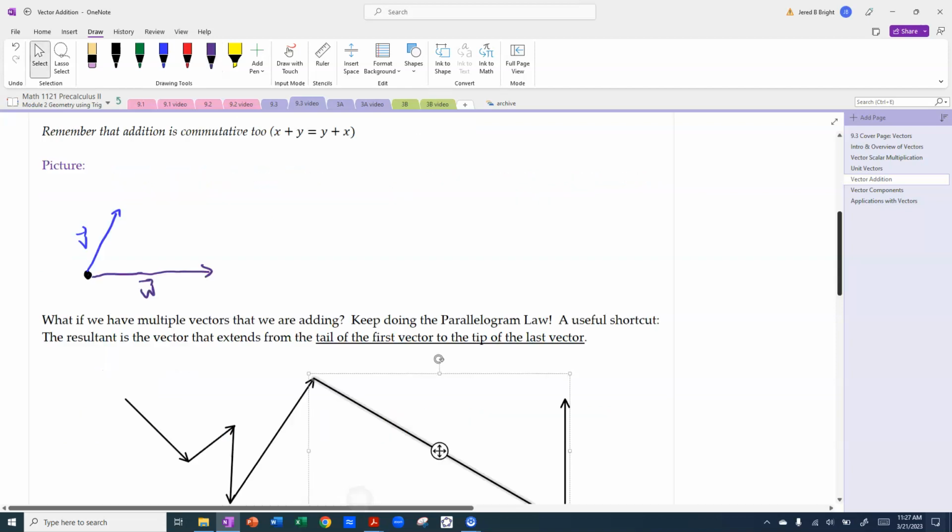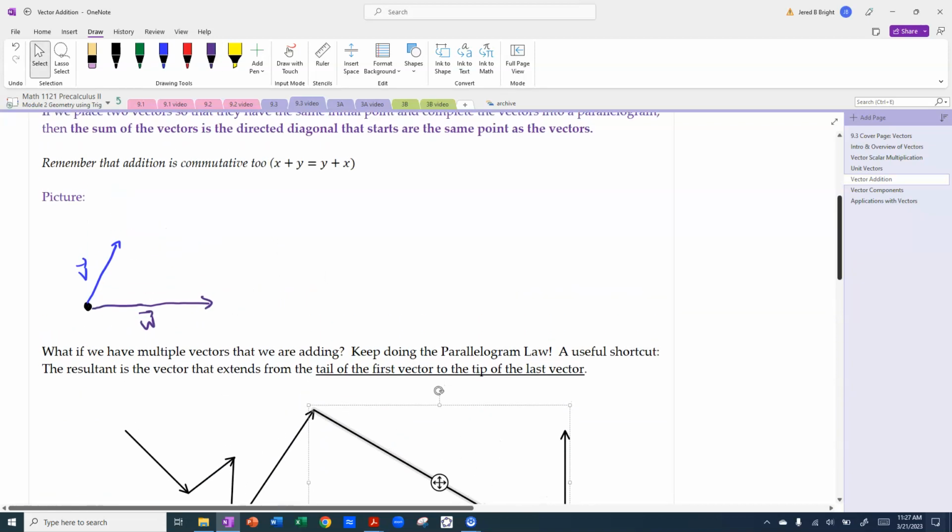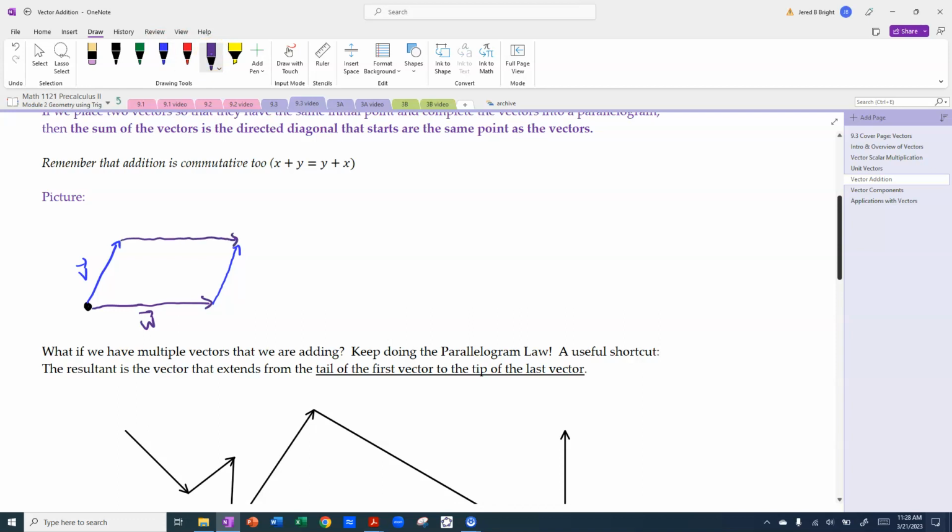Okay, so what that means is a parallelogram has opposite sides that are parallel, right? So I would place a copy of v at the tip of w, and similarly I would place a copy of w at the tip of v. Okay, so this is creating the parallelogram.